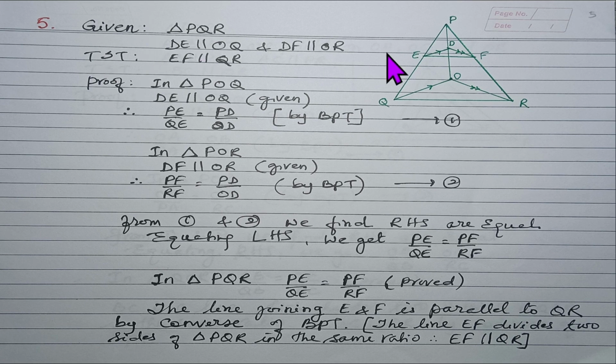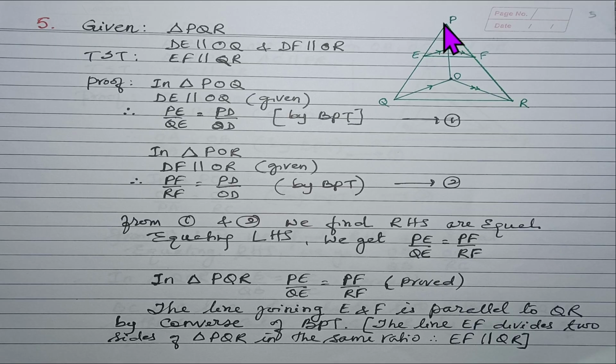Now we are given a triangle PQR in the next example. DE is parallel to OQ and DF is parallel to OR. We have to show that EF is parallel to QR. So let us understand how to do this. Now let us take the triangle POQ. DE is parallel to OQ, that is given to us. Therefore, applying BPT, we get PE upon QE is equal to PD upon OD. So let us call this 1.